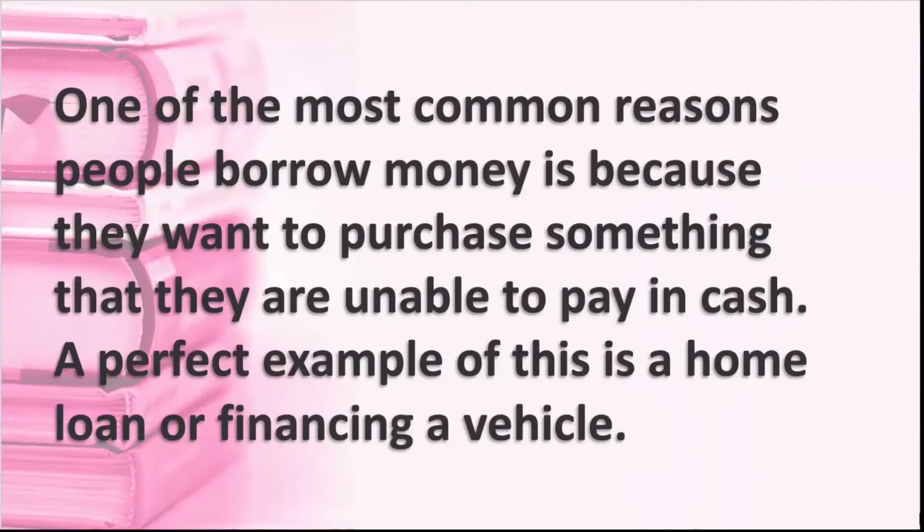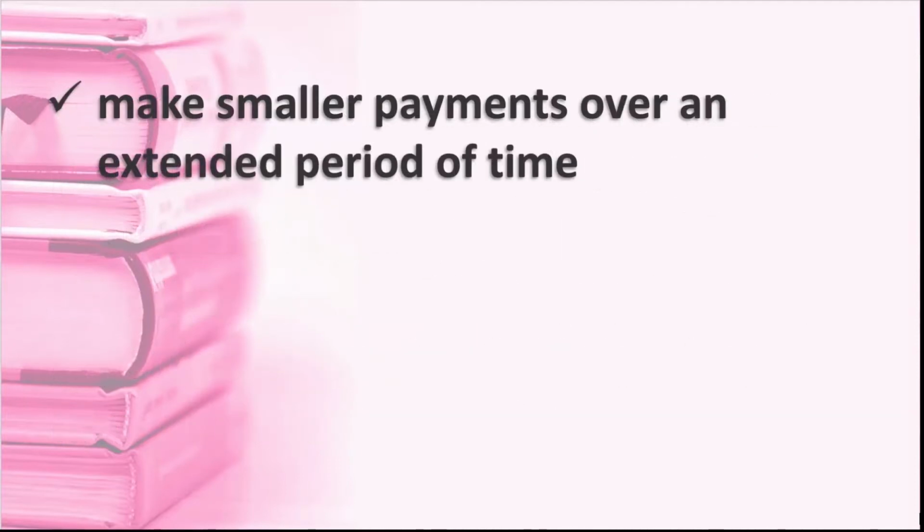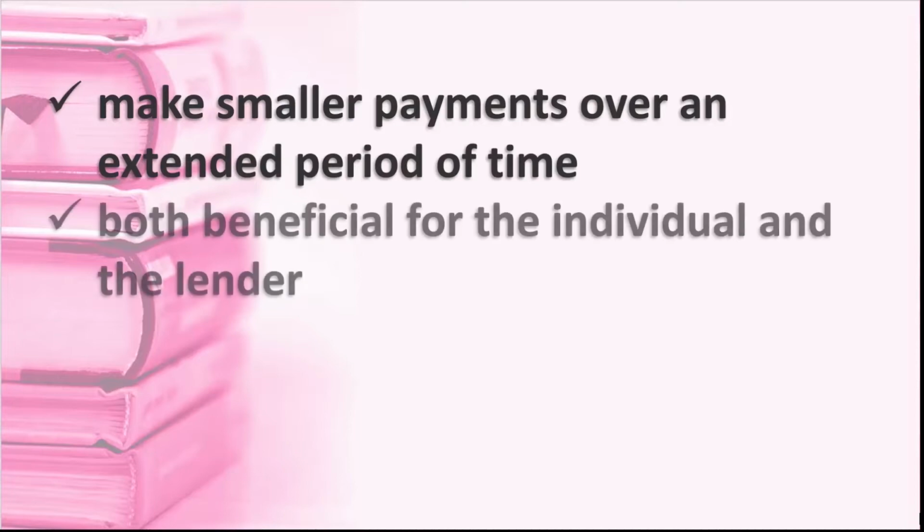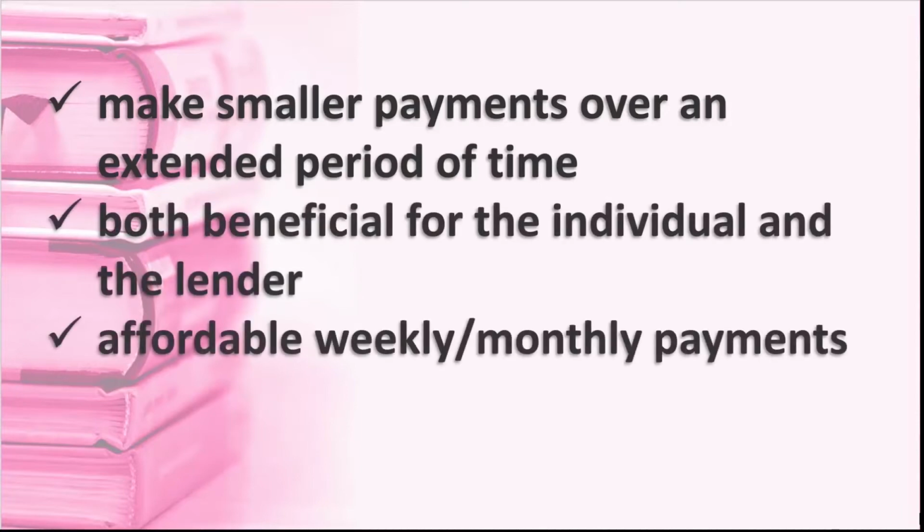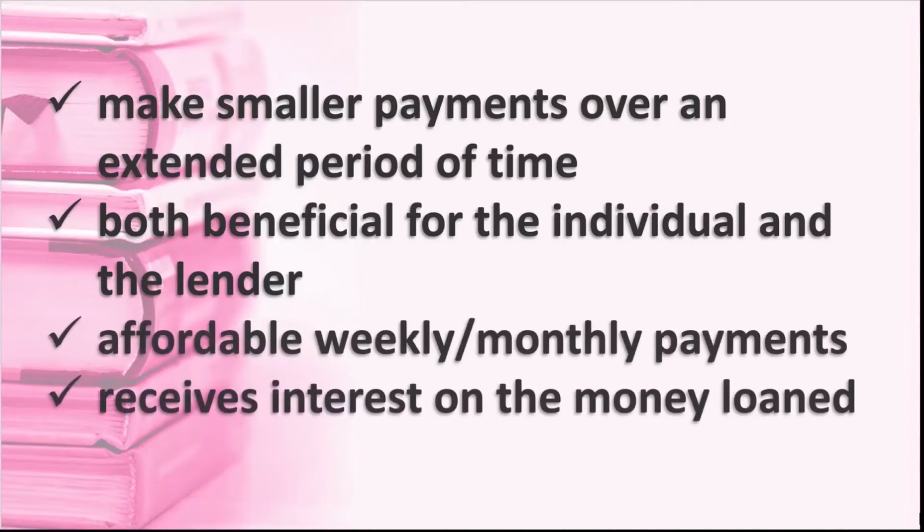One of the most common reasons people borrow money is because they want to purchase something that they are unable to pay cash for. A perfect example for this is a home loan or financing a vehicle. This allows an individual who has a steady income to make smaller payments over an extended period of time without having to save up a large lump sum. This is both beneficial for the individual and the lender, as one receives an item upfront and is allowed to make affordable weekly, monthly payments, while the other receives interest on the money loan.